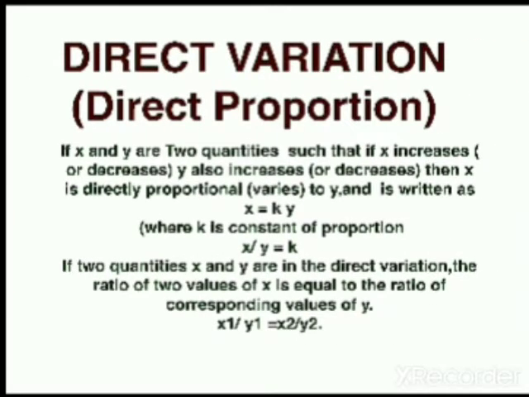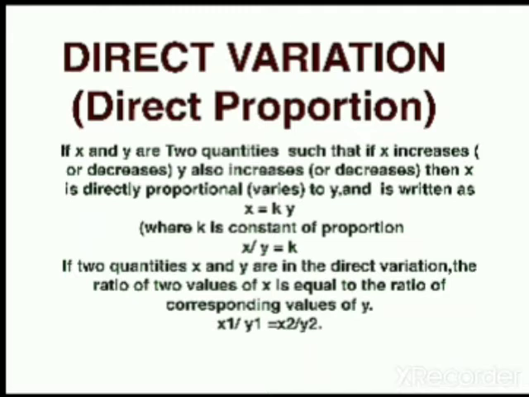So firstly, what is direct variation? If x and y are two quantities such that if x increases or decreases, y also increases or decreases, then x is directly proportional to y and is written as x = ky, where k is the constant of proportionality. Therefore, x/y = k, a constant.